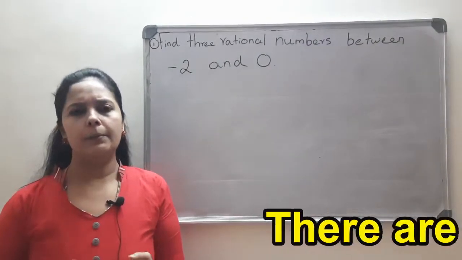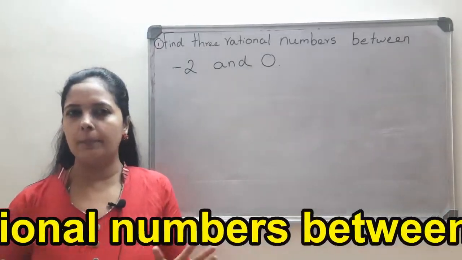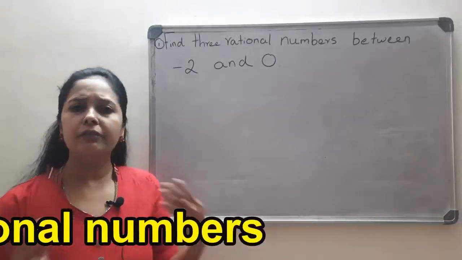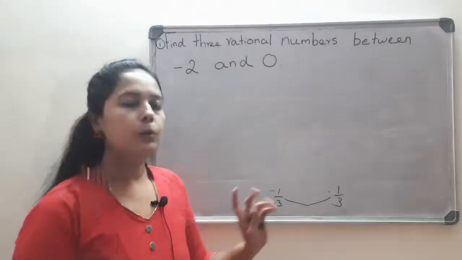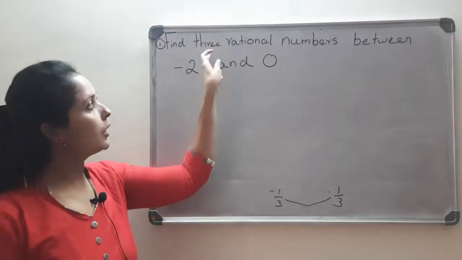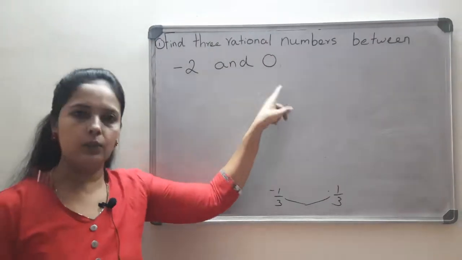Next topic we are going to discuss is rational numbers between two rational numbers. How many rational numbers lie between two rational numbers? This is a very important question. How many rational numbers between any two rational numbers? Infinite. We can't count. Now look at the sum. How many rational numbers do they ask you to find? You are going to find 3 rational numbers between minus 2 and 0.